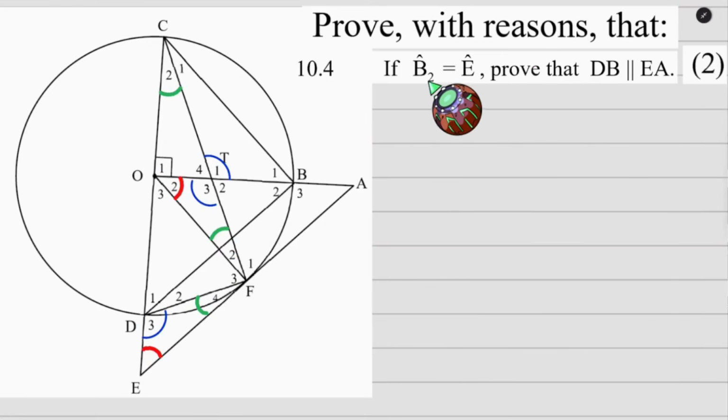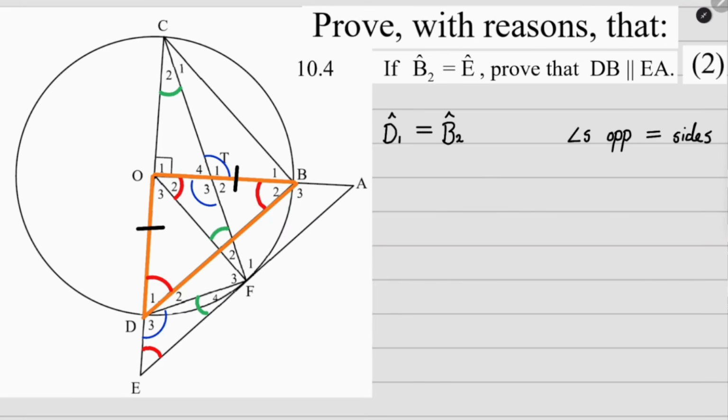The next question tells us that B2 is equal to E. So B2 is equal to E, so it's also a red angle. And with that, we need to prove that the line DB is parallel to the line EA. So we're going to be using this very special triangle over here. There are some sneaky radii in the mix. OB and OD are both radii, so their base angles will be equal. So D1 will be the same size as B2. Okay, and we simply state that like D1 equals B2, and then our reason, we slap on that angles opposite equal sides. We've seen it many times in this paper by now.